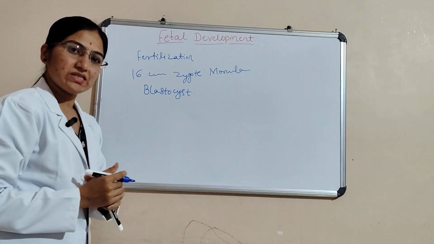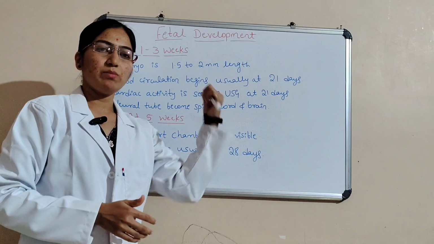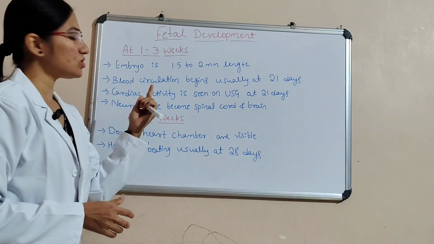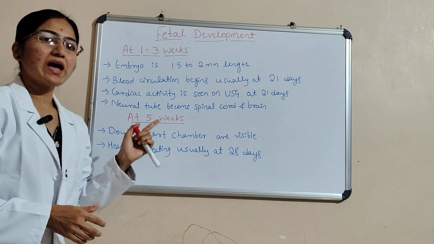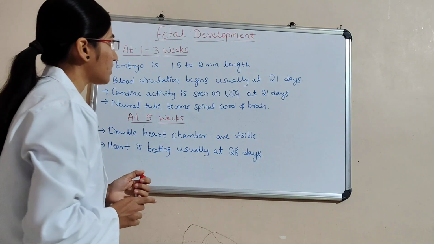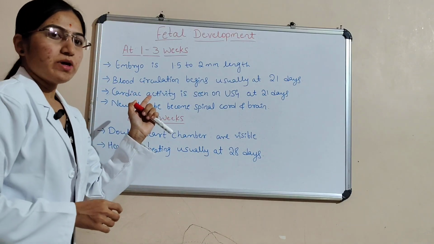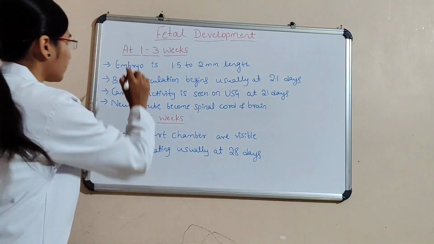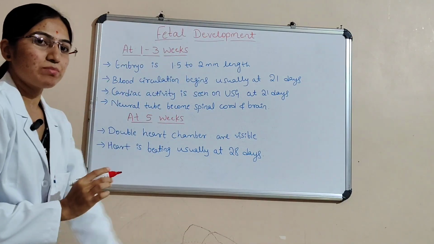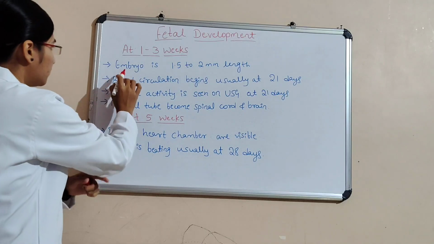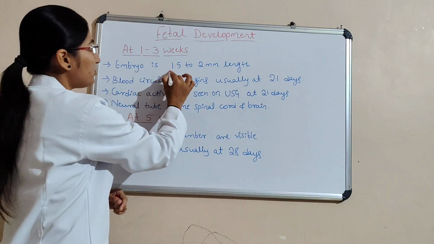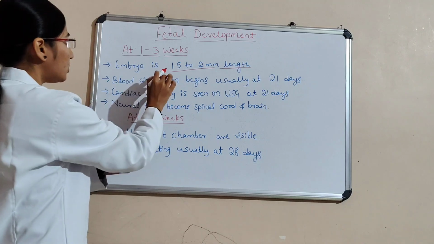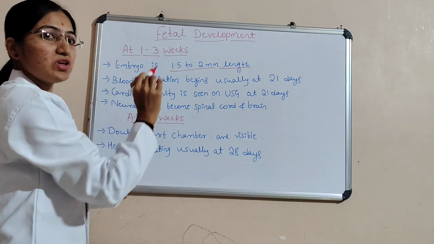Fetal development starts. We'll see the development of the fetus week by week. Don't skip the video because this topic involves highly important points. Okay, we'll see week by week. First, 1 to 3 weeks. What happens at 1 to 3 weeks? Here, the embryo is 1.5 to 2 mm in length.